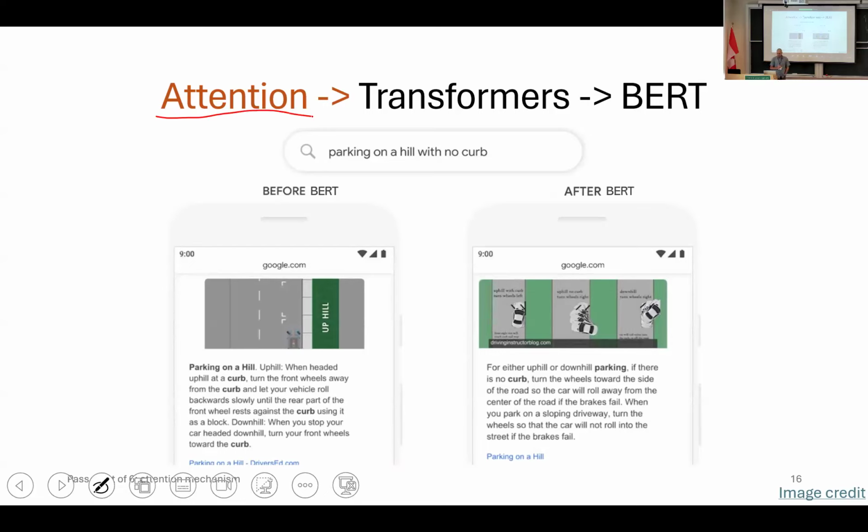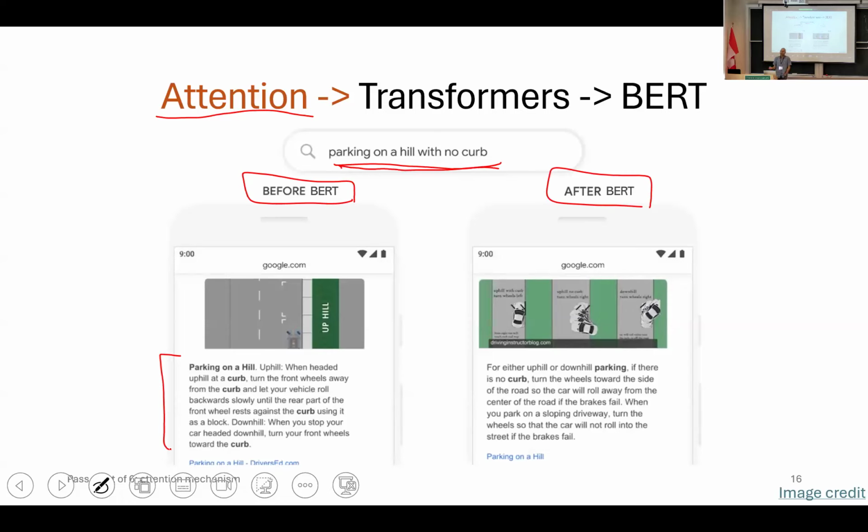So what you see on this slide is a search query about parking on a hill with no curb. Before BERT was introduced and integrated in Google search, and after BERT was used in Google search, the results are quite different. Before BERT, when someone searches for parking on a hill with no curb, they will get instruction about parking on a hill. And in the instruction, you can see that it's about parking on a hill with a curb.